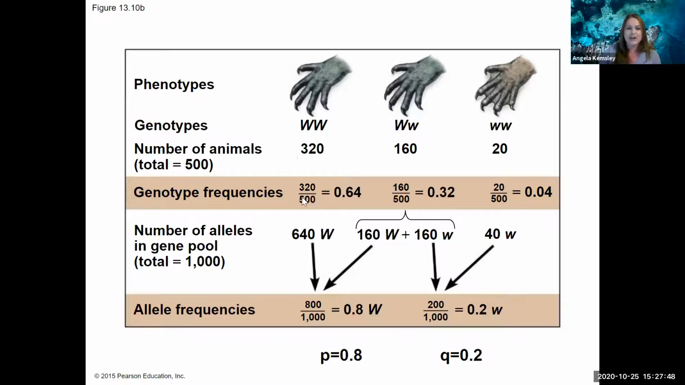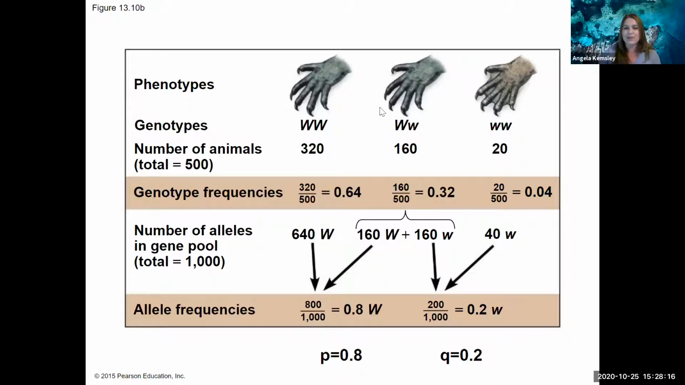If we take a look, there are 320 of them that have big W. That means the homozygous dominant individuals are contributing 640 big W's, right? There's 320 that have big W, so there's 320 here, there's 320 here. If you do that math, 640 from our homozygous dominant individuals.